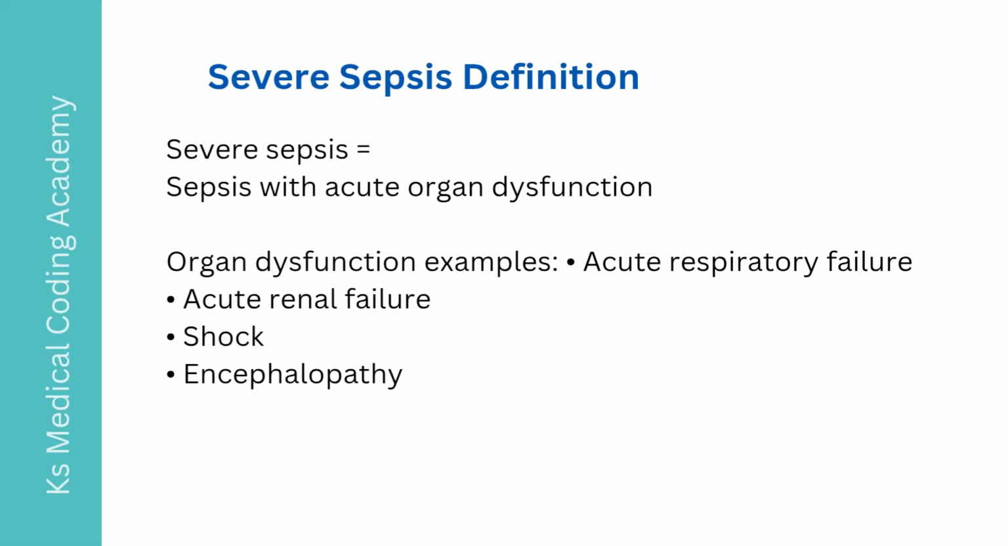Severe sepsis definition. Severe sepsis is defined as sepsis with acute organ dysfunction. Examples of organ dysfunction include acute respiratory failure, acute renal failure, shock, or encephalopathy.